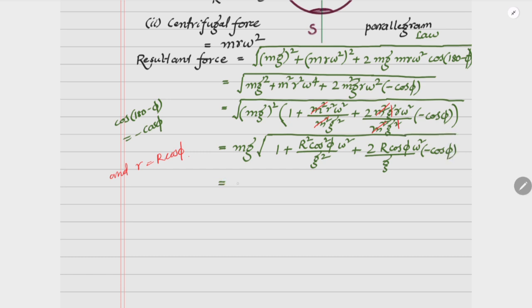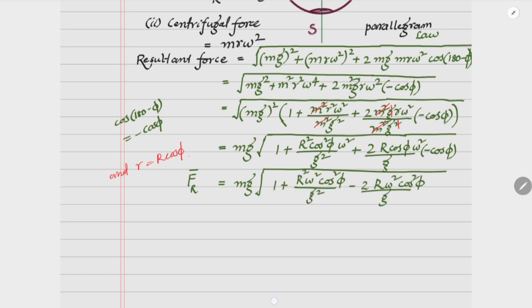Now again here, mg under root. Because the power is very negligible, you can neglect the second factor, which is r square cos square phi omega power 4 by g square. So now only one term inside, 1 minus 2r omega square cos square phi by g, that factor only.